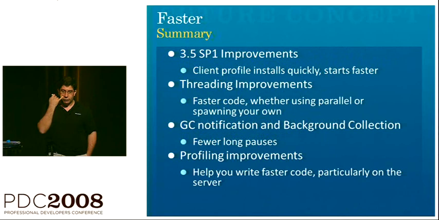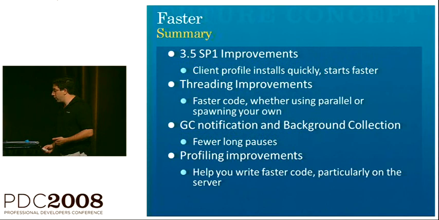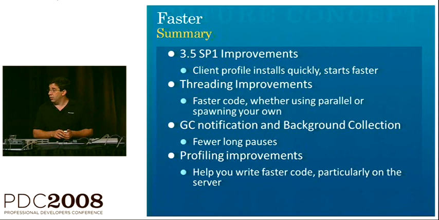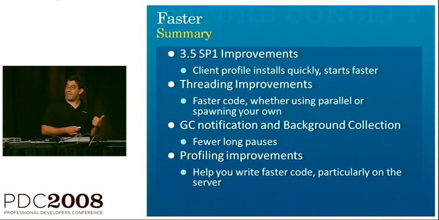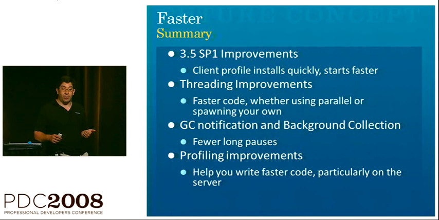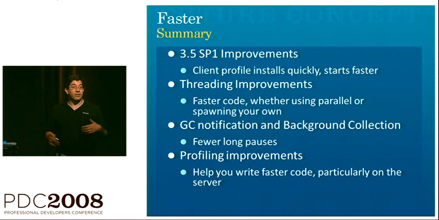Okay, so here's the list of things we've done to make things faster. I talked about the 3.5 SP1 improvements, where the client profile installs quickly and starts faster. I've talked about the threading improvements, where we've made it easier for you to write faster code, whether you're using the task parallel libraries or spawning your own threads. I've talked about our GC notification and background collection features that are going to give you fewer long pauses. And I just now told you about the profiling improvements where you're going to be able to see what's going on in your live running servers.